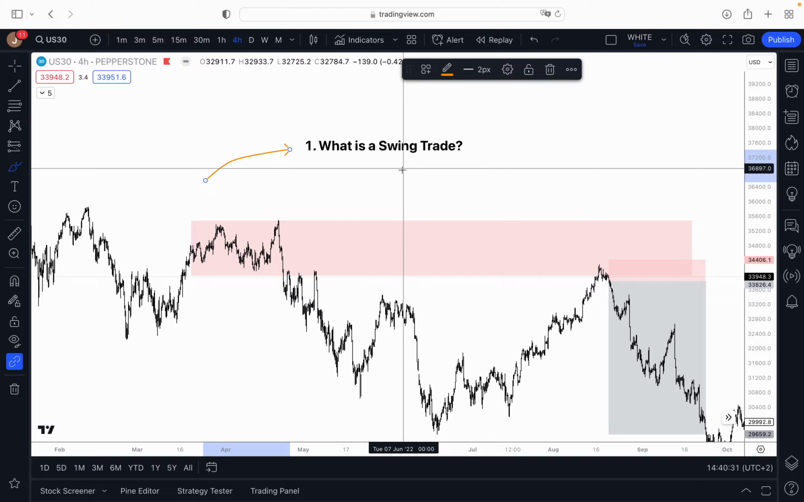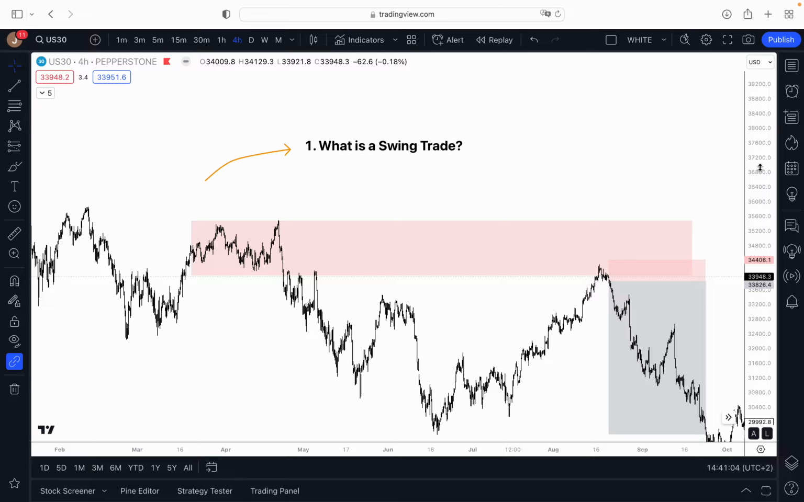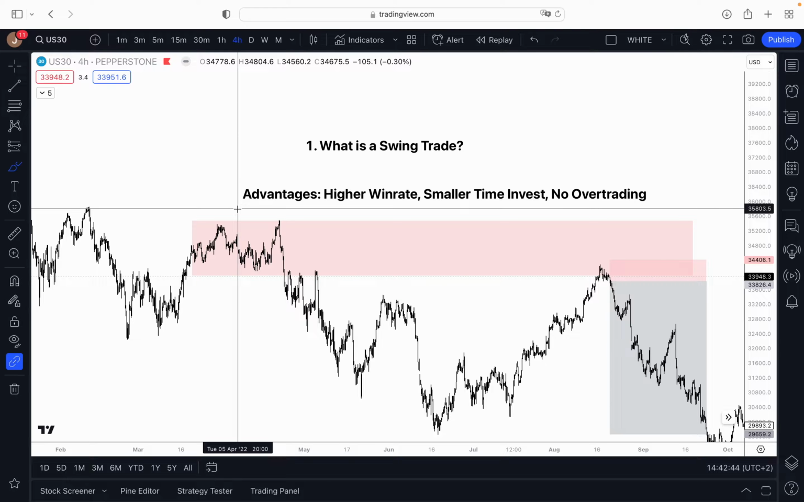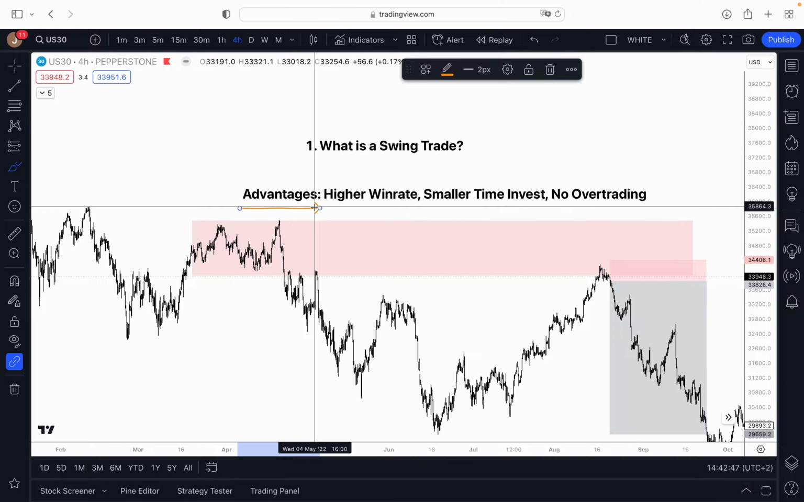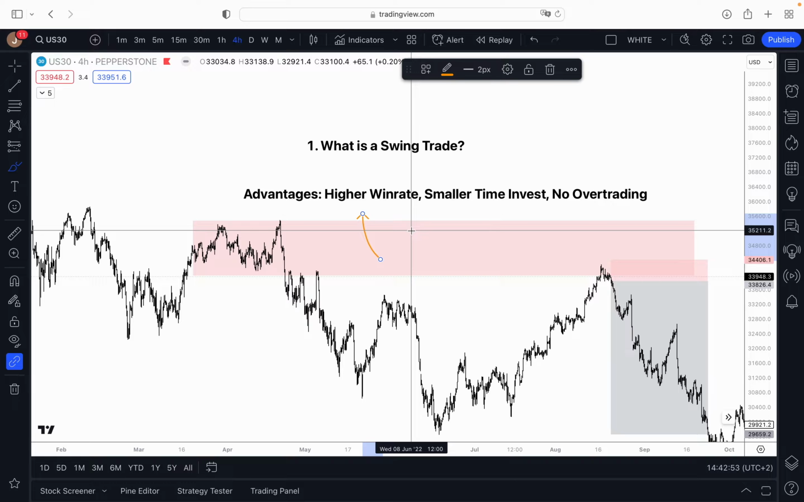So first, what is a swing trade? A swing trade is a trade that you take from a higher time frame. So minimum the hourly time frame, mostly you will use the 4-hourly or the daily time frame. There are many advantages for swing trading. First, you will have a higher win rate because you will trade with the trend and not against a trend.